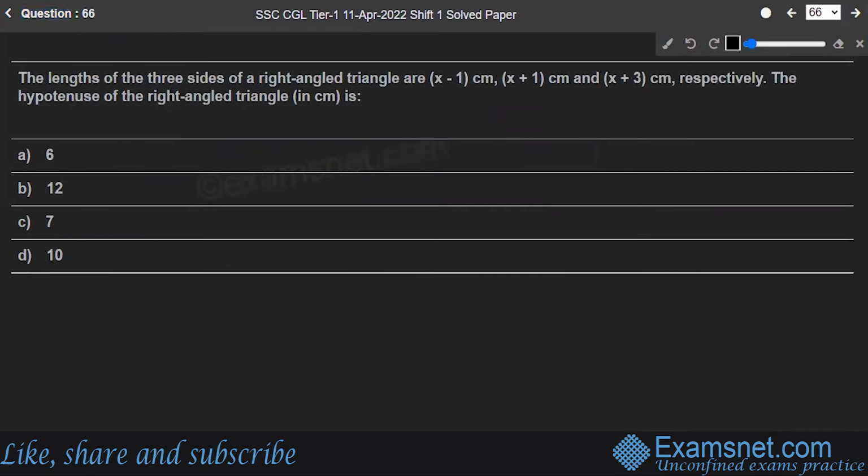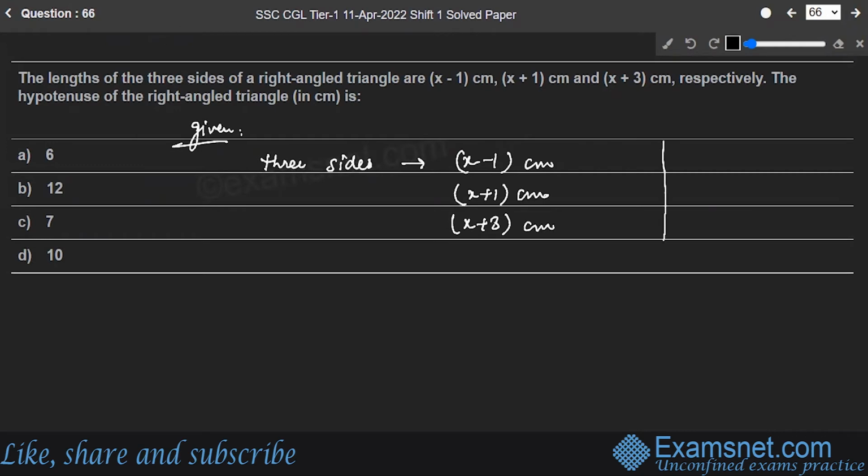The lengths of three sides of a right angle triangle are these, respectively. The hypotenuse of the right angle triangle in centimeters is. See, you are given in the question, first of all, let's write the three sides you are given. What are the three sides? x minus 1, x plus 1, x plus 3 centimeters.